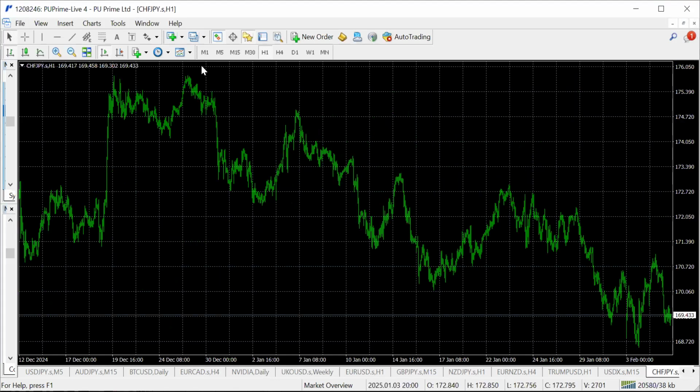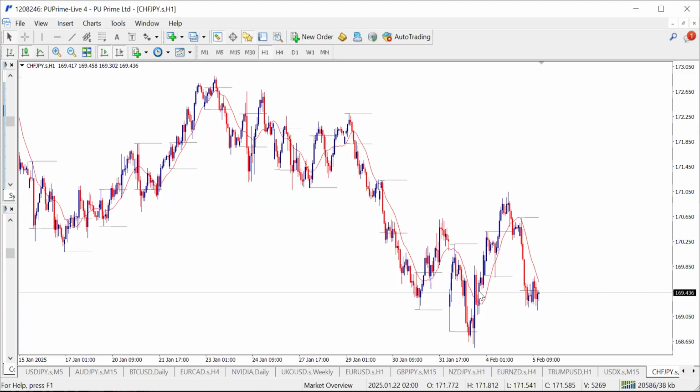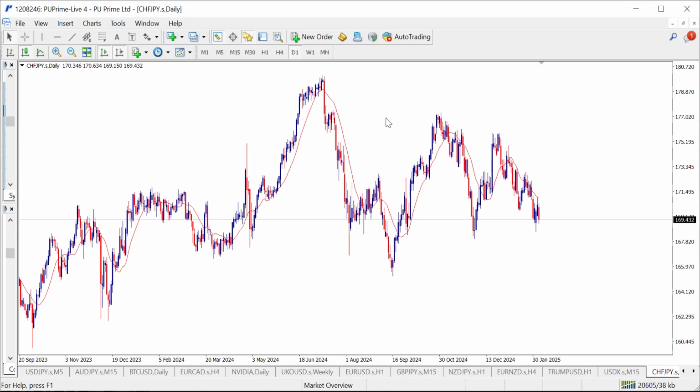We dropped a signal this morning on CHFJPY, so I want to have a look at it. Wow, what I'm seeing here is a very, very strong CHFJPY. So where is the entry? I don't know where the entry is though, but I'm looking towards buying CHFJPY.